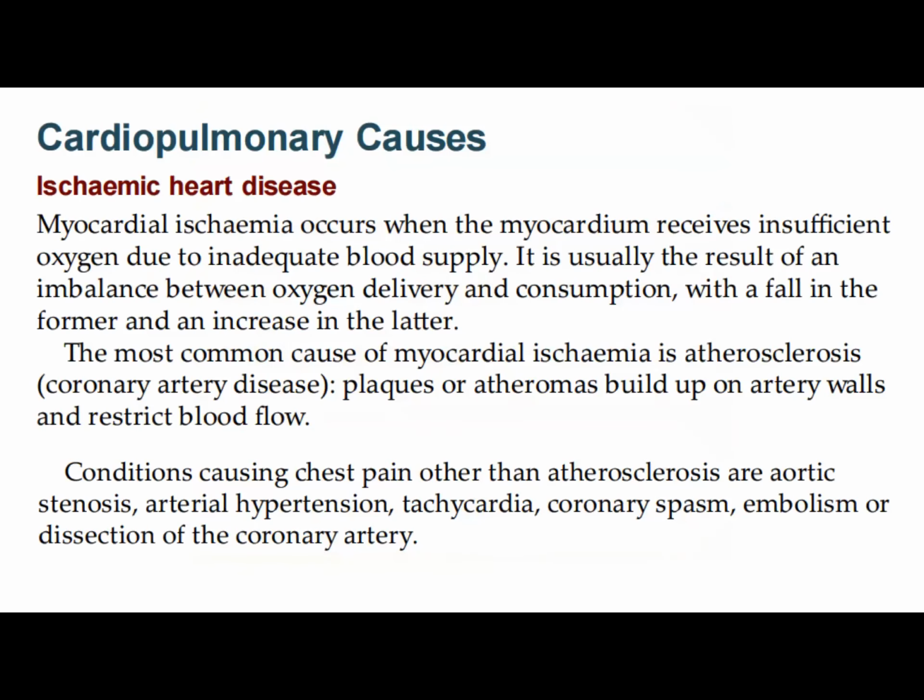Now let's talk about ischemic heart disease. Myocardial ischemia occurs when the myocardium receives insufficient oxygen due to inadequate blood supply. This is the result of an imbalance between oxygen delivery and consumption, with a fall in the oxygen delivery and increase in consumption. So there will be shortage of myocardial oxygen. The most common cause of myocardial ischemia is atherosclerosis, coronary artery disease. Plaques or atheromas build up on our artery walls and obviously will restrict blood flow.